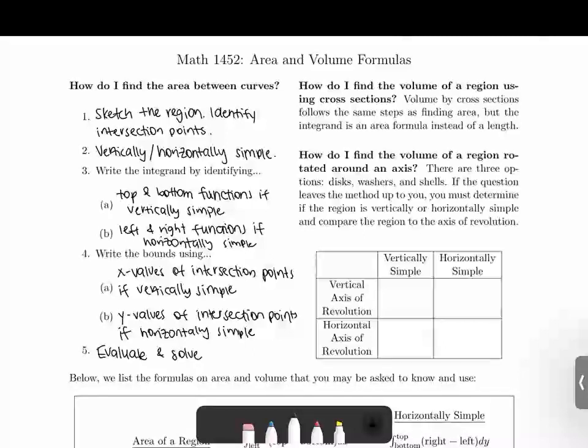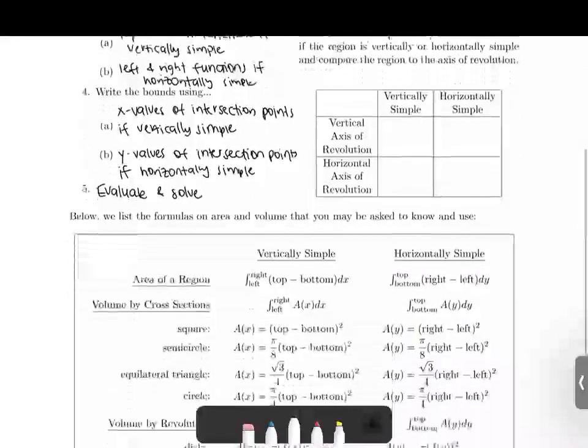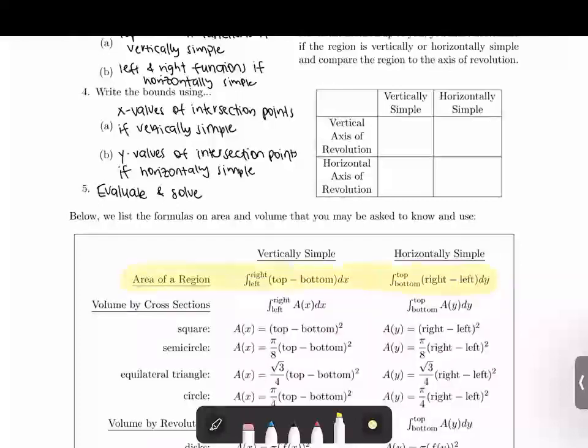So these are the steps, and I'm going to go ahead and scroll down here, specifically looking at this first part here that I'm going to highlight. Okay, so these are going to be the two different setups. So if we're vertically simple, we're going to have our integrand be our top minus our bottom, and we're going to integrate from left to right.